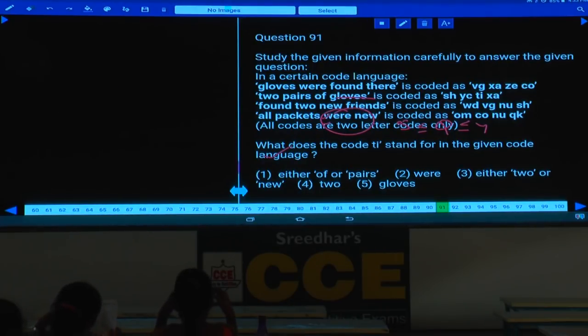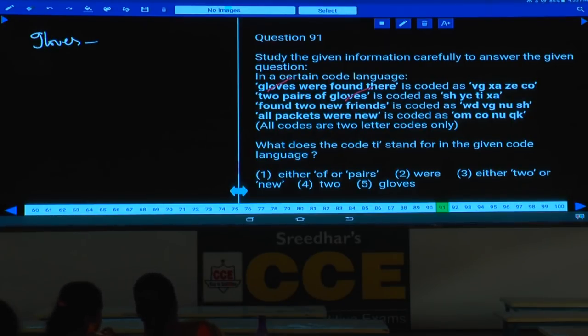Then coming to 91 to 95. Now in this 91 to 95, what is the information here? Gloves were found there, 2 pairs of gloves. Hence gloves is the word which is common between these two. As gloves is common between these two, then tell me what is the code which is common here.